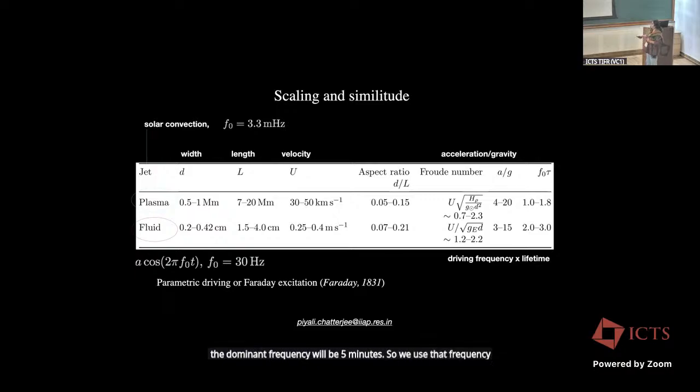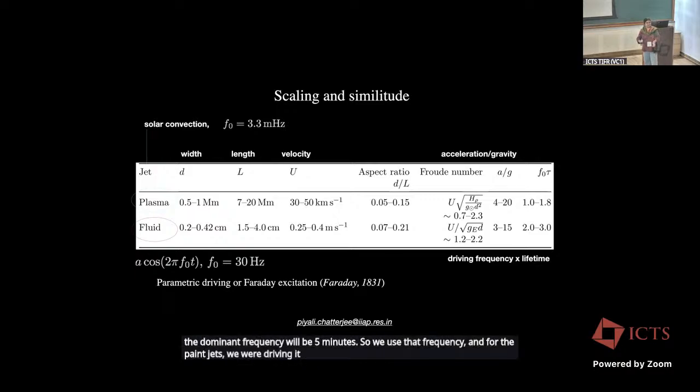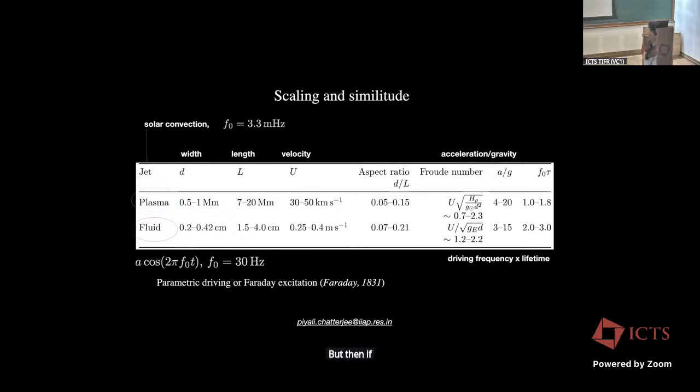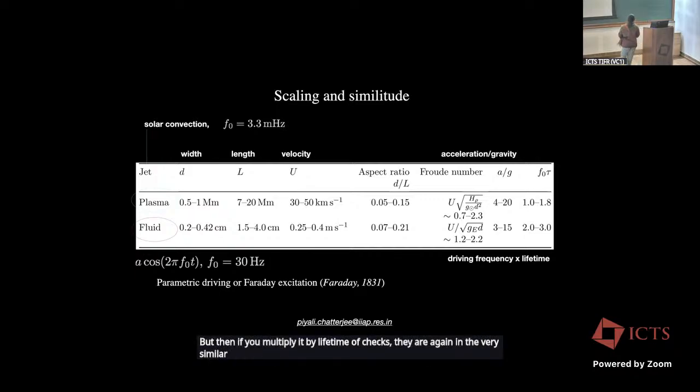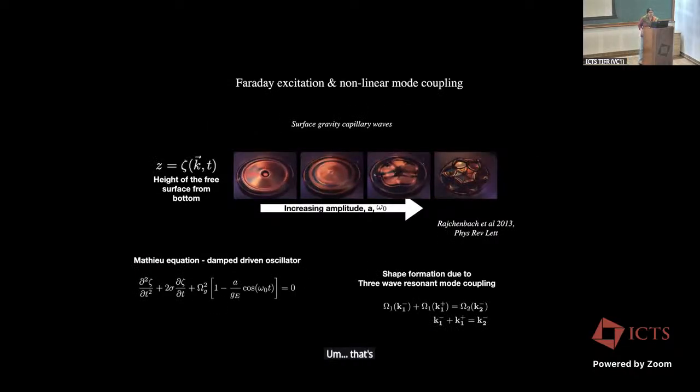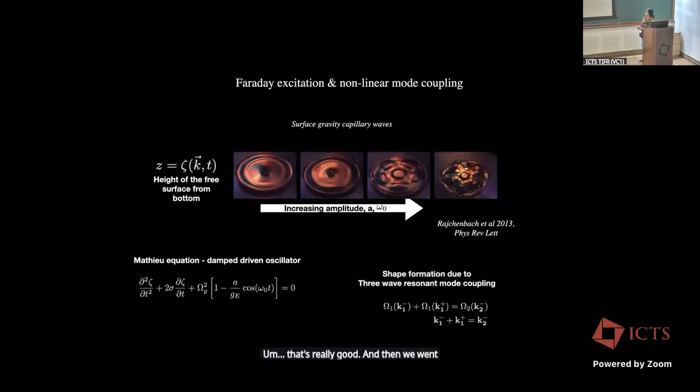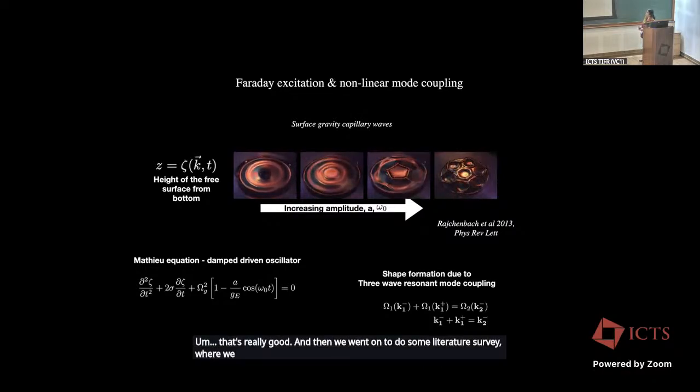And for the paint jets, we were driving it at around 30 hertz. So we took that frequency. That is in millihertz, and this one is in hertz. But then if you multiply it by the lifetime of the jets, they are again in a very similar range. So far, so good. That's really good.